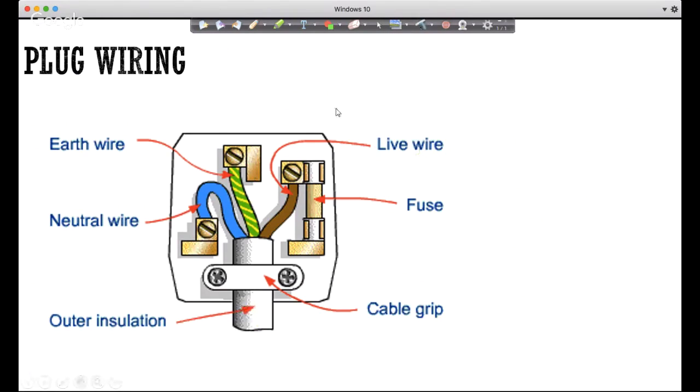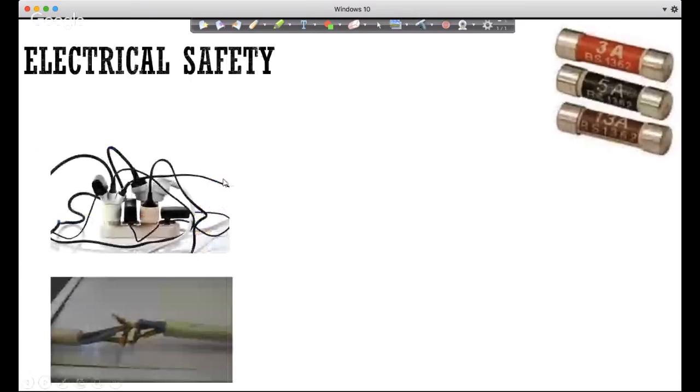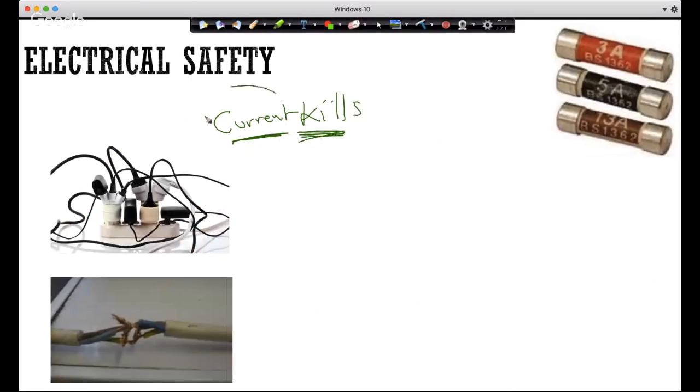Okay, so a little bit of electrical safety. An important thing to remember is it's current that kills. So when talking about electricity and dangers of electricity, make sure you're talking about current and not voltage. Current kills. Overloaded plug sockets draw too much current, which can cause a fire or electrocution. Having frayed wires means that current could flow through an individual that touches them, and that could kill them.